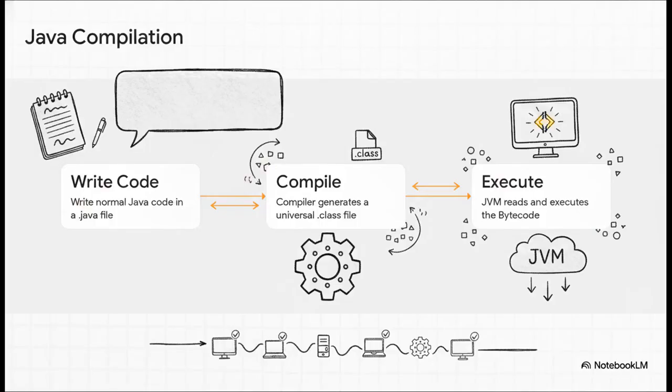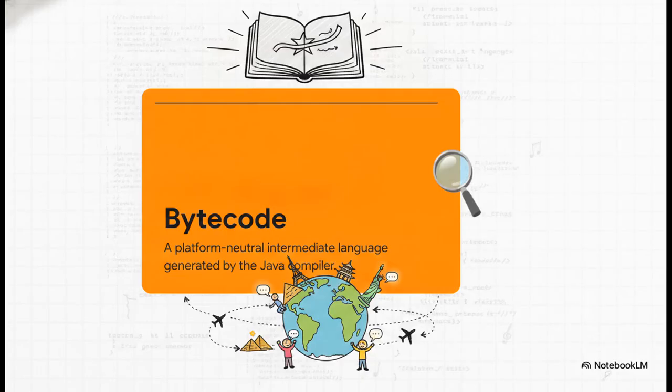Let's break down exactly how this builds out in practice. First, you write your standard .java code file. But then, rather than compiling it down for a specific host machine, the compiler converts your code into a universal .class bytecode file. Once you have that intermediate file, boom, it's ready for the final step where it gets read and executed.